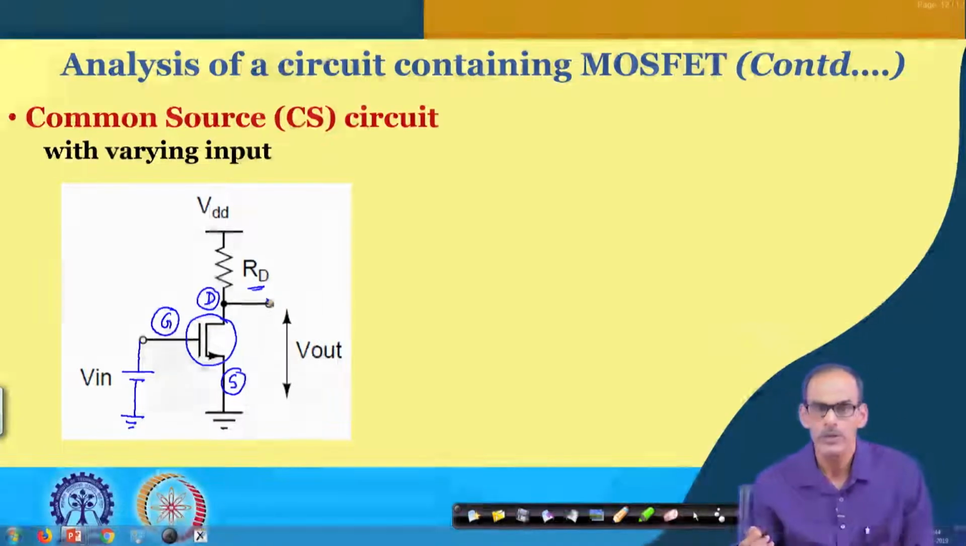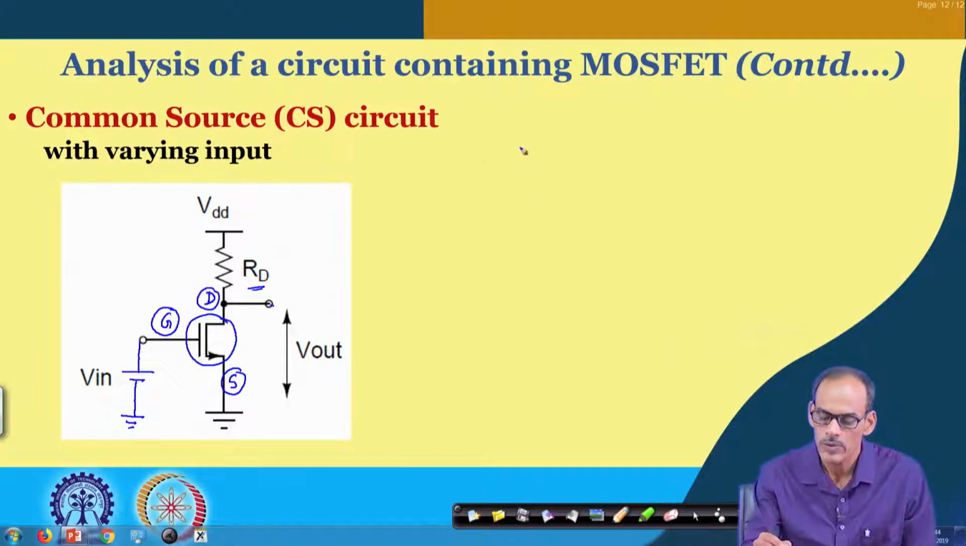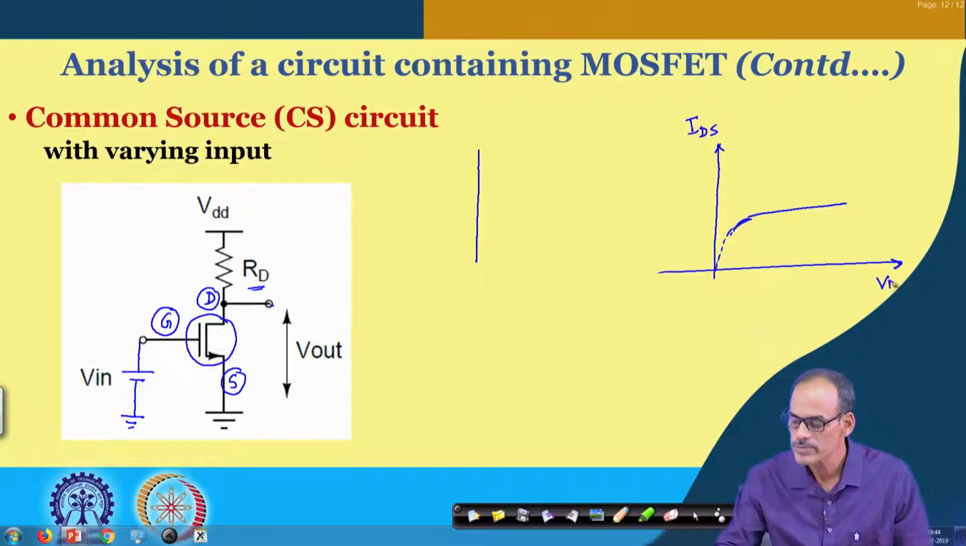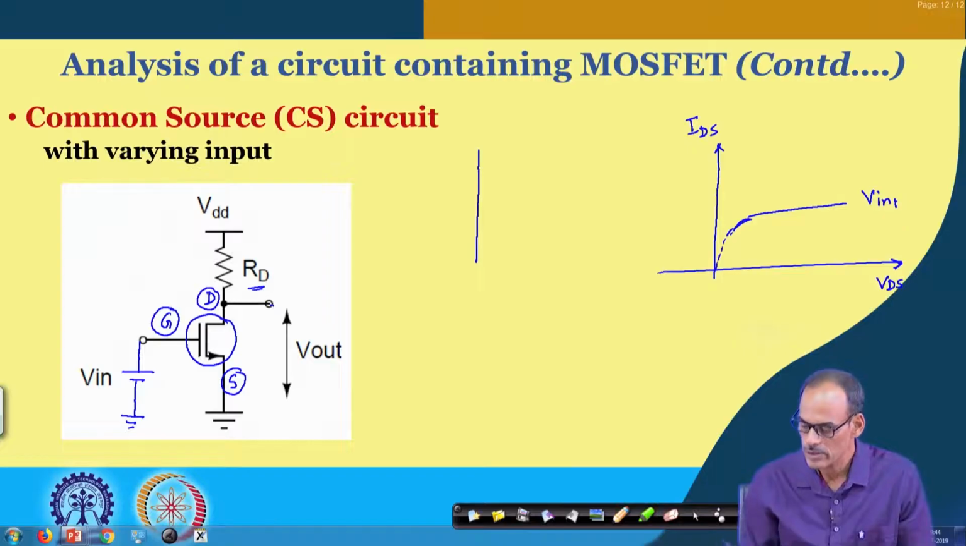So, as we have discussed so far, for a given value of Vin, we can draw the IV characteristic of the device, or you can say the output port IV characteristic, and so this is IDS versus VDS, and this is of course for a given value of Vin, say Vin is equal to Vin1, and the load line is given by the straight line. So, one point here is VDS is equal to VDD.